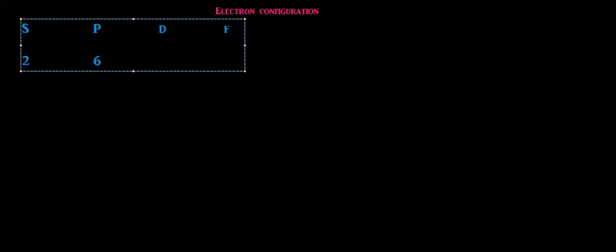And the D has 5 orbitals, so it could hold 10 electrons. And the F has 7 orbitals, so it could hold 14, since each orbital can hold 2 electrons. So that is our little chart we have there for reference. I always think of these sublevels as buses when it comes to electron configuration.